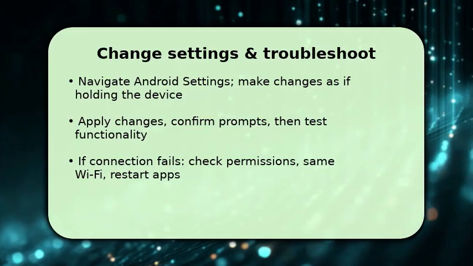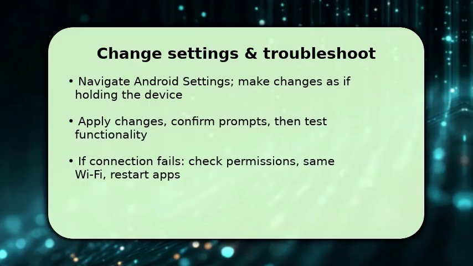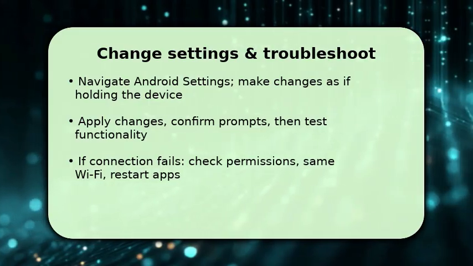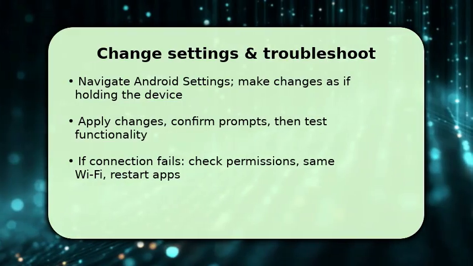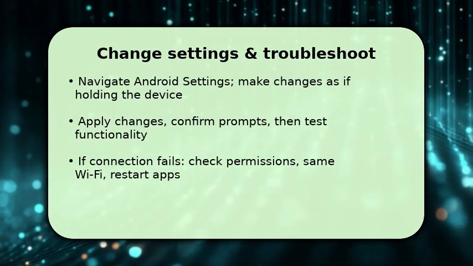With the Android screen on your iPhone, navigate to settings and make the changes you need. Toggle Wi-Fi, adjust notifications, modify permissions, just as if you held the device. Apply each change and confirm any system prompts, then test the feature to verify. When finished, sign out of the remote session and revoke temporary permissions if required.